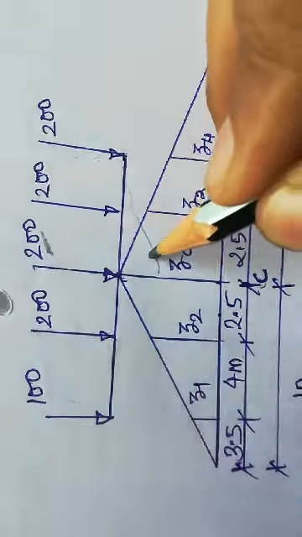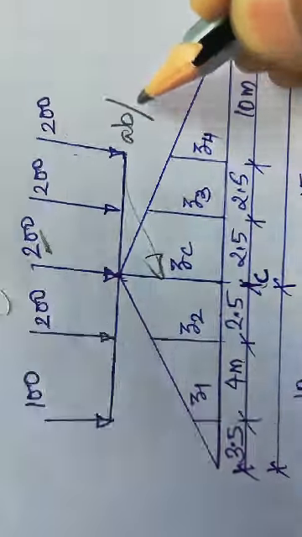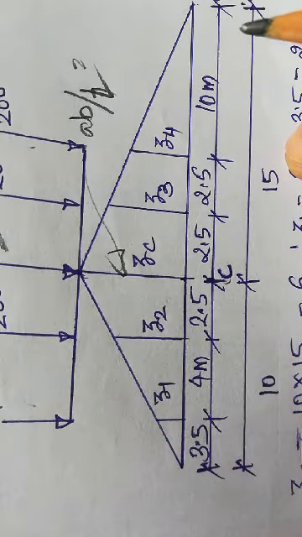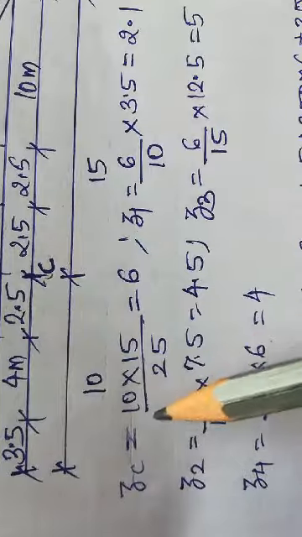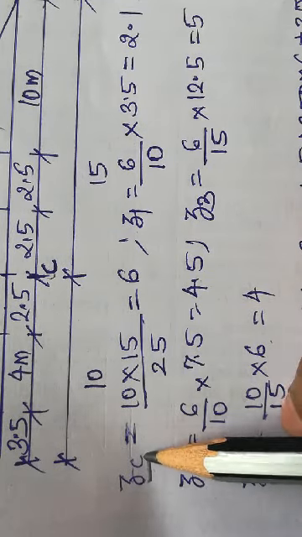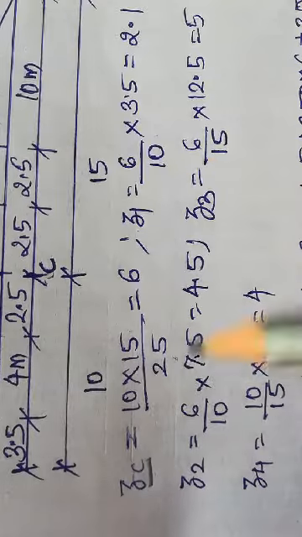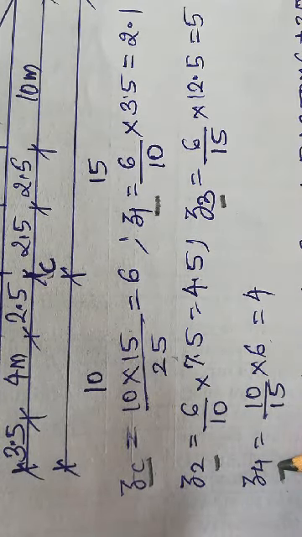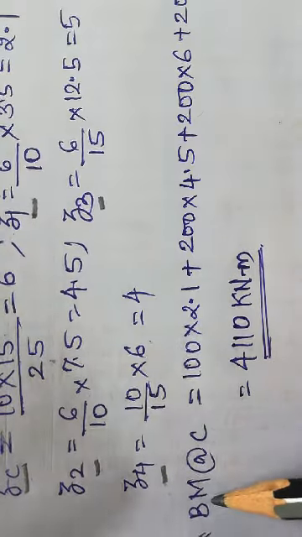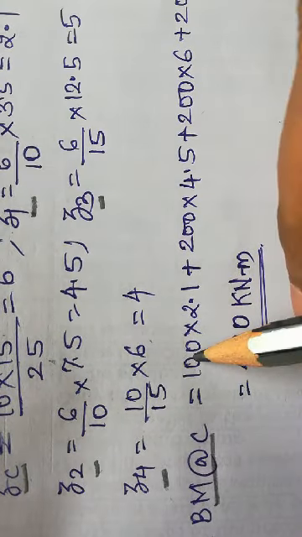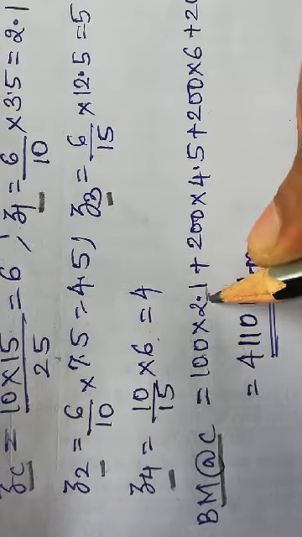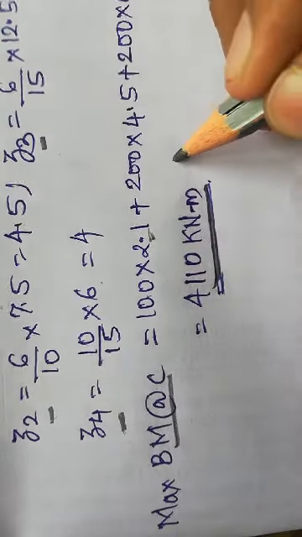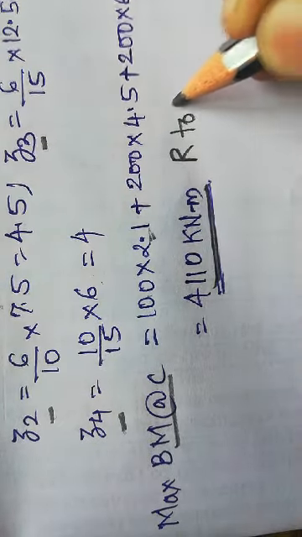So here again you can take ZC as AB divided by L, where A is 10 meters, B is 15 meters. Again calculating the values for Z. This is nothing but your maximum ordinate, AB divided by L. Calculating Z1, Z2, Z3 and Z4. Next, calculating the maximum bending moment at C, that is the summation of loads multiplied by their ordinates. You will get it as 4110. This is when the load is moving from right to left.